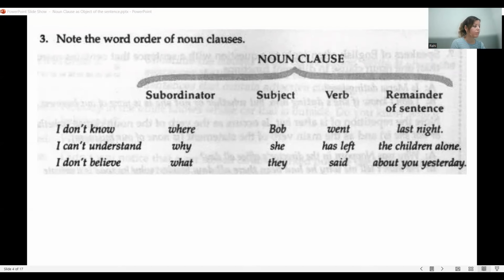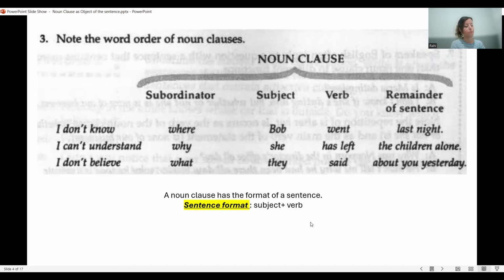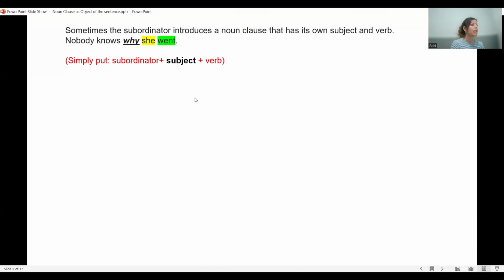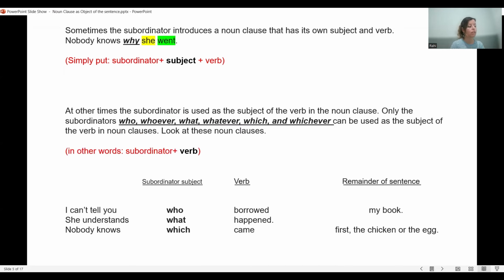So here we have the word order of a sentence. A noun clause has a sentence format, subject plus verb. It doesn't have the question format. You cannot use "why has she". No, why she left, subject and verb. Sometimes after the subordinator, we have subject and verb, like nobody knows why she went. And at other times, we have the verb after the subordinator, and the subordinator itself works like the subject.